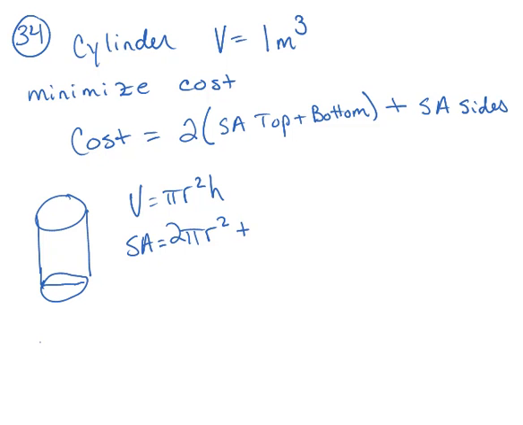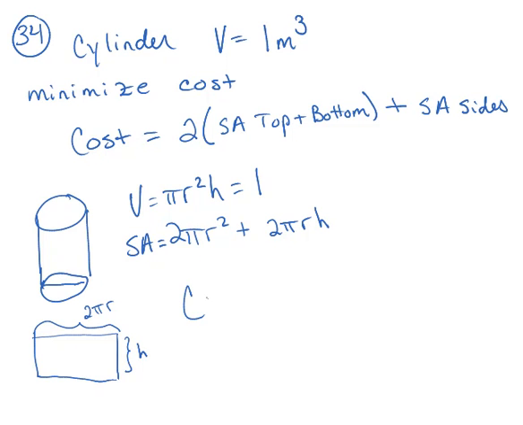Now, the side actually opens up and makes a rectangle. If you imagine this rectangle, you can wrap it to form the sides of a Coke can. And this right here is going to be the circumference of the circle, so that's 2 pi r, and then this is the h. And so you have 2 pi r h. So it's 2 pi r squared plus 2 pi r h is the surface area of a cylinder. And we know that this volume is equal to 1 cubic meter because you're told that.